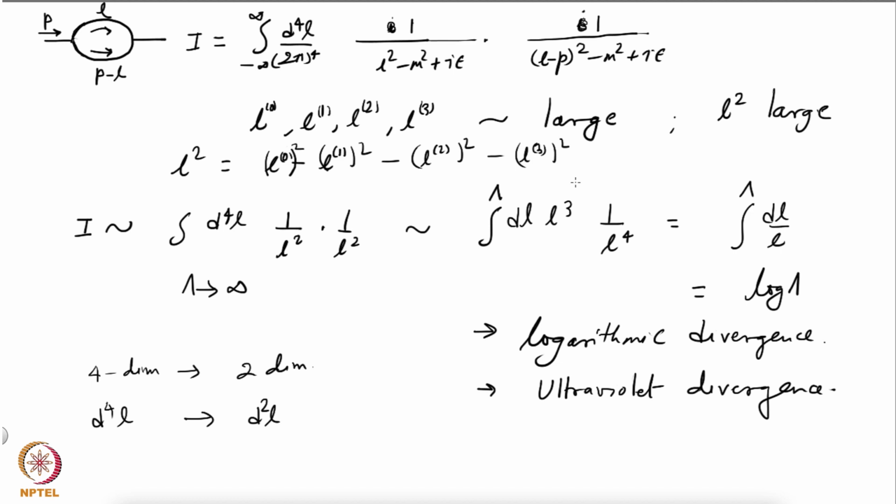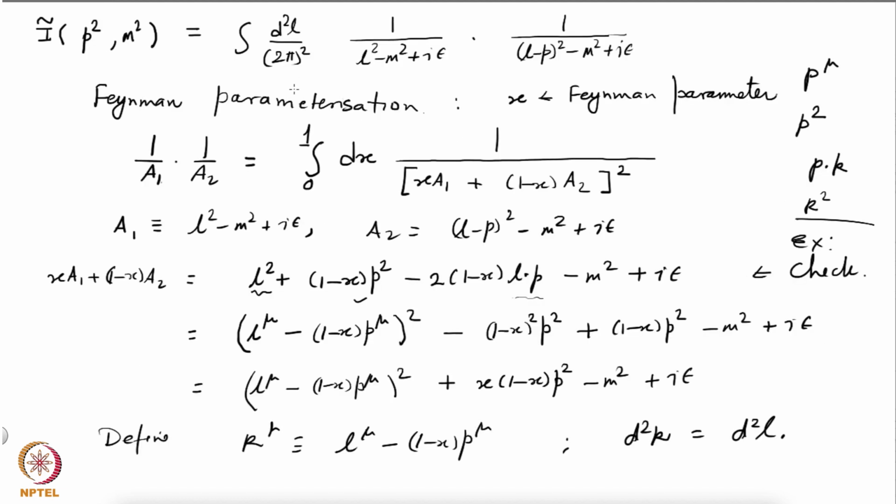So this is the integral that we were looking at in 4 dimensions. But then we saw that this integral is divergent in 4 dimensions. It is ultraviolet divergent, and it diverges logarithmically. To avoid that complication, we said we will look at this integral in 2 dimensions, where it will converge, and that we could see by power counting. So that is why you have D2L here. The propagators are the same, but we are working in lower dimensions.